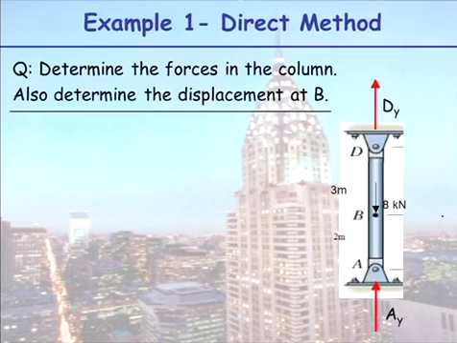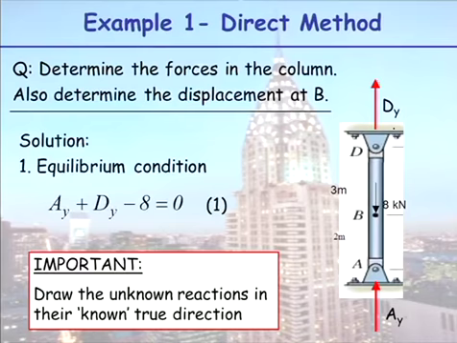Okay, we have a member. It has an 8 kilonewton force. That force is loaded 3 metres down, not in the middle. Which support will carry more load, A or D? A, because the force is closer to A. Okay, so equilibrium in the y direction. We know that AY plus DY minus 8 equals 0. Force equilibrium.